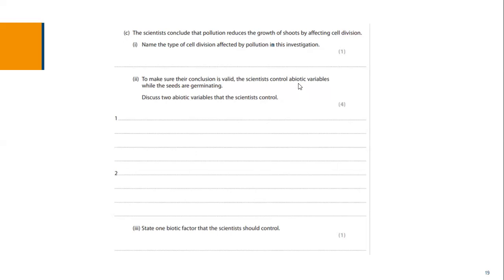Many questions will be set out in this way so that they are examining more than one assessment objective. But it may well, as in this case, be that the first part is one assessment objective. The second two parts are both the same assessment objective. If it's to do with planning investigations, it will be AO3.